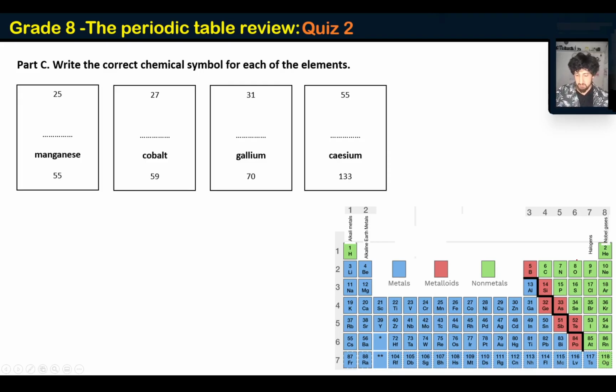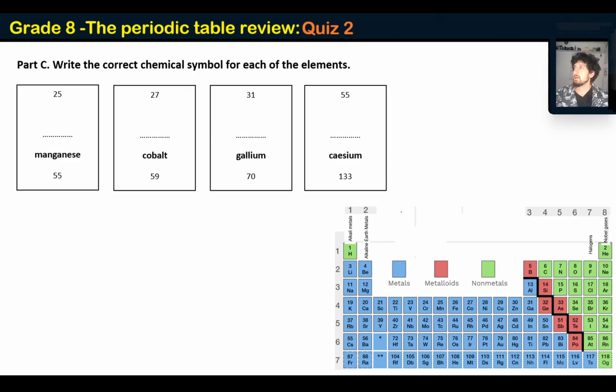Right, back to blue. Write the correct chemical symbol for each of the elements: manganese, cobalt, gallium, and cesium. Very interesting. So here's something interesting about gallium. Gallium has such a low melting point. If you hold it in your hand, it starts melting. It's got a melting point of 35 degrees Celsius. And since body temperature is 36 or 37, it melts in your hand. It's pretty crazy. Mercury as well is the only metal that exists as a liquid.